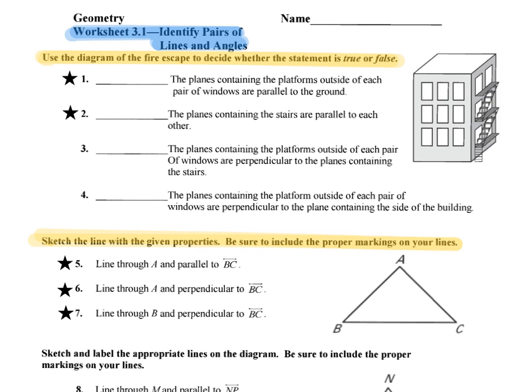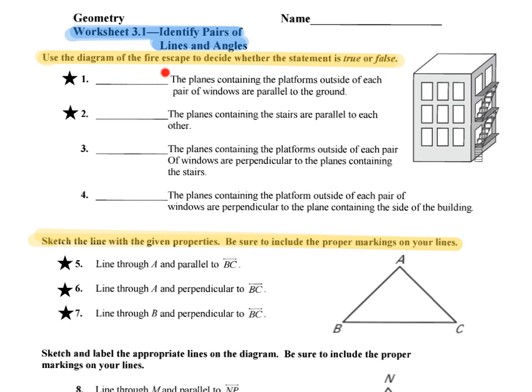All right, gang, we are working on worksheet 3.1. We're going to work on identifying pairs of lines and angles. We're going to work through the starred questions. Remember, this video will cover page 1, and then you can go to the second video if you need more help with page 2. These first 2 questions have these directions here.